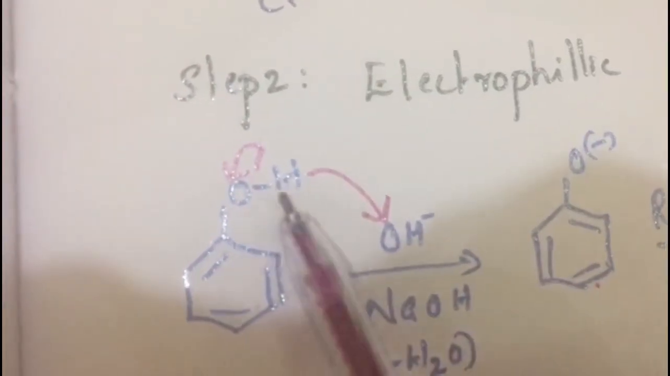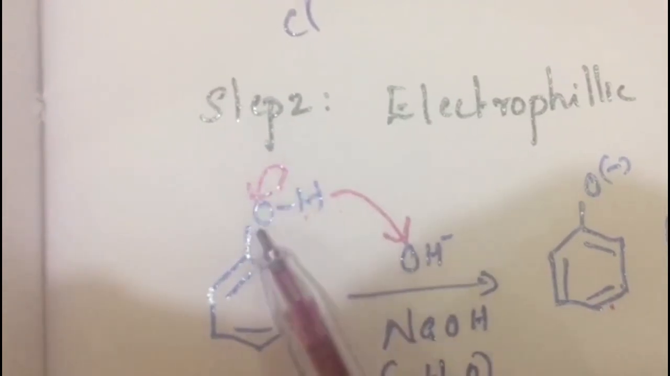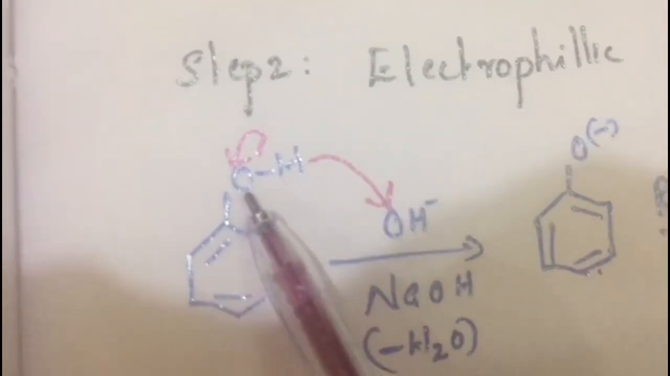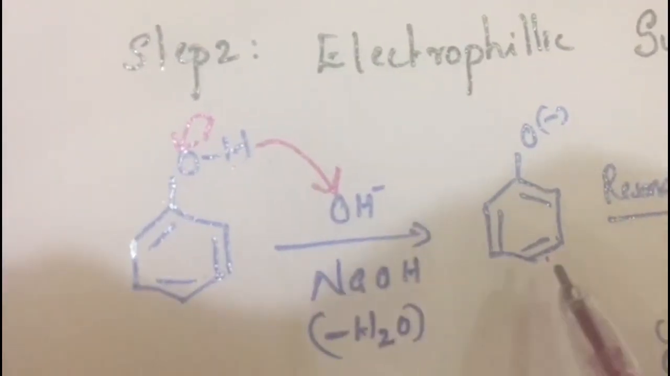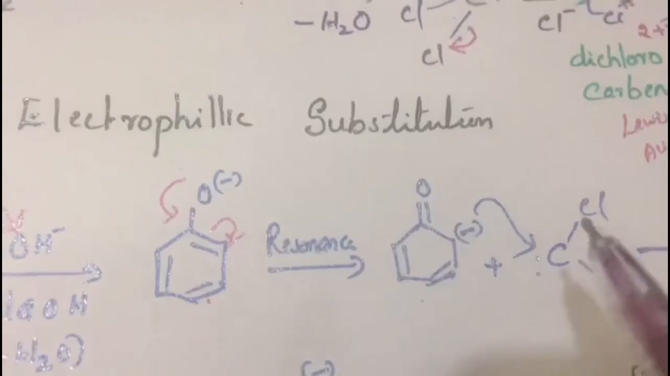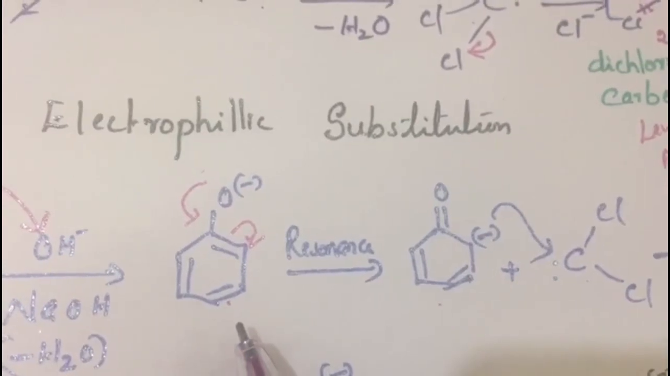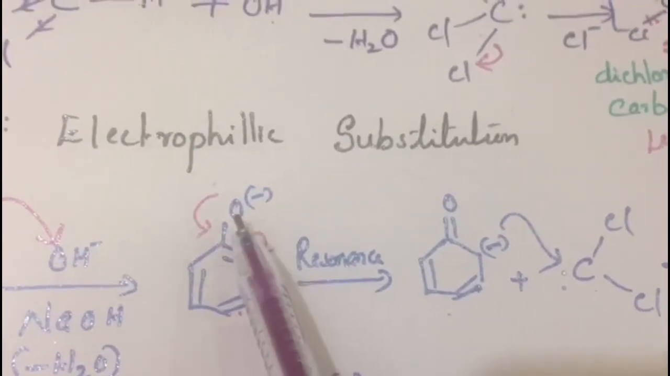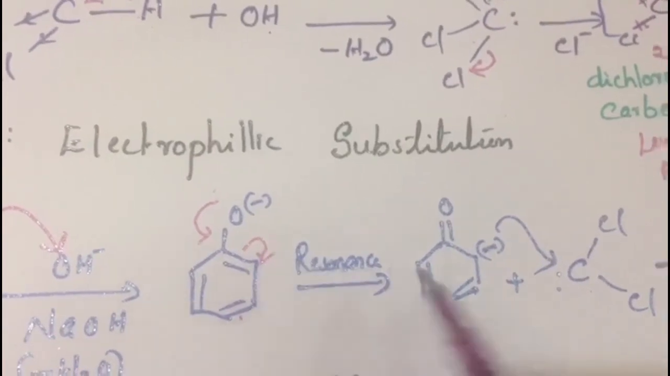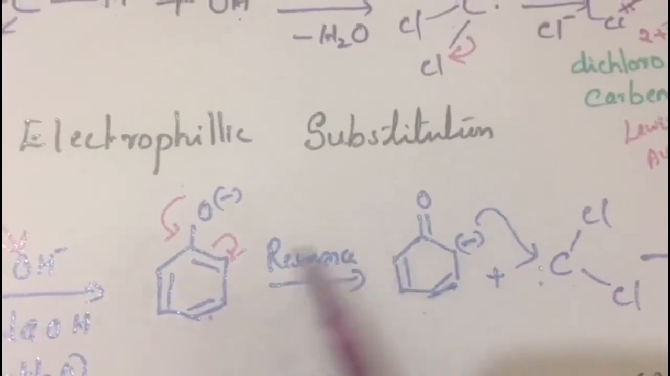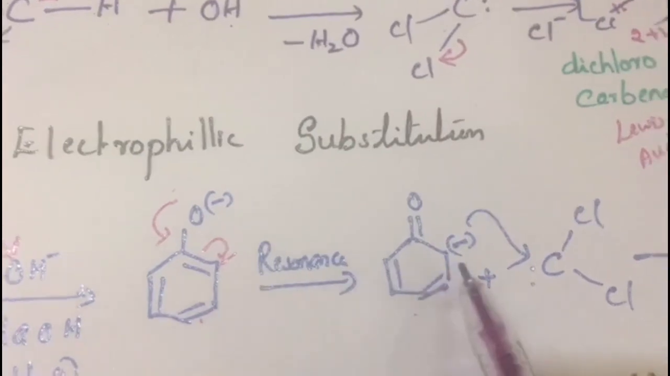You see here, phenol loses H plus ion, that H will give electrons to this oxygen and this oxygen will become negatively charged. This H plus will react with this OH minus and this will form phenoxide. This phenoxide undergoes resonance to attain more stability. So this O minus will be shifting towards here. This electron will be shifted towards here and the product will be like this. Here the carbon atom acquires the negative charge.